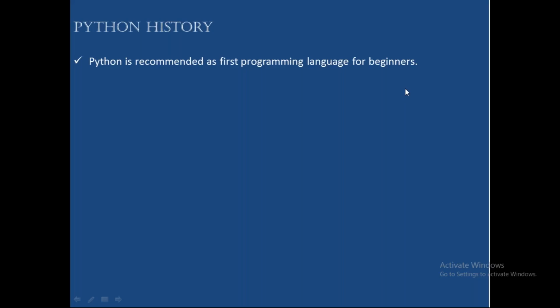So you don't need to write a class, main method and all those things in Python. If you want to write a hello world program, it's simple. But in Java, you need to write a class, a main method, then you need to write System.out.println to print hello world. It's very difficult.